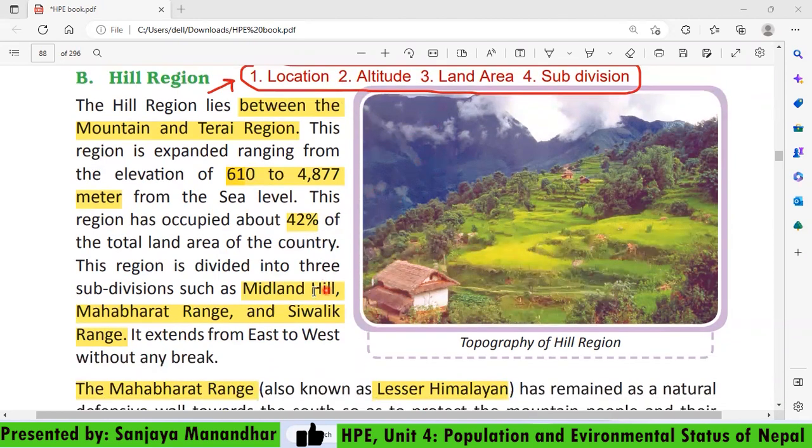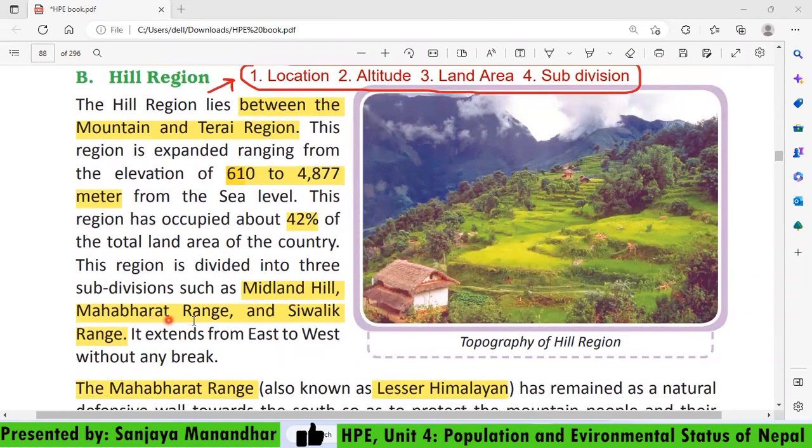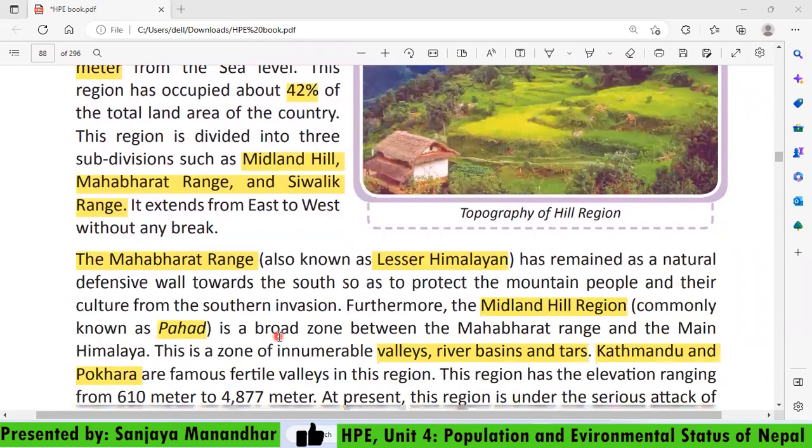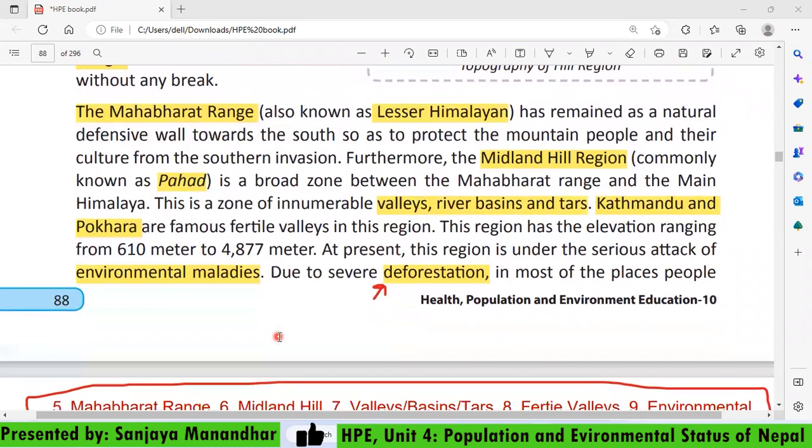Now, subdivisions: three subdivisions, Midland Hill, Mahabharat Range and Shivalik Range. We have already done it. And after that, look here, Mahabharat Range. The first subdivision, Mahabharat Range, is also called Lesser Himalayas, okay? And next is Midland Hills, also called Pahad. In Midland Hills we can find different valleys, rivers, basins and tars.